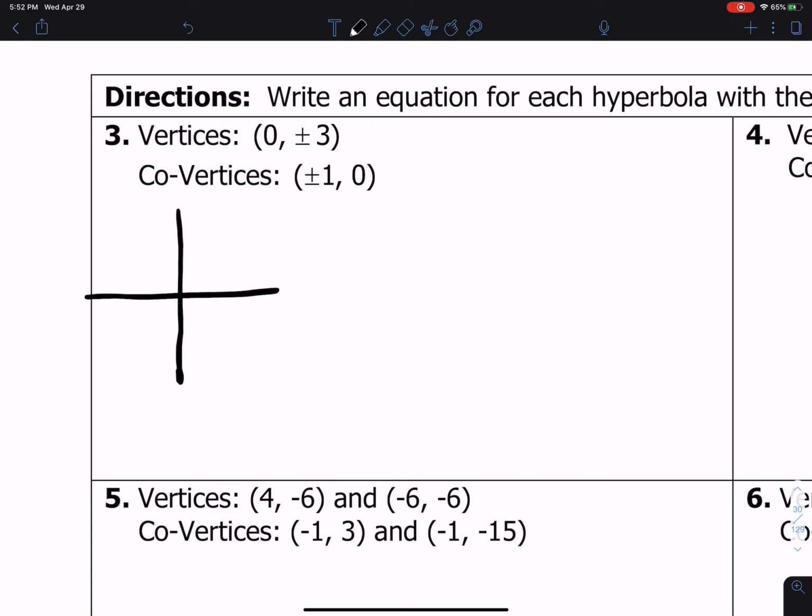So our vertices are at 0, 3, and 0, -3. So since those are the vertices, we know that this is going to open vertically because they are like opposite from each other. They're like up and down. Okay. And then the co-vertices are at -1 and 1 on the x-axis. So this is going to be my box.